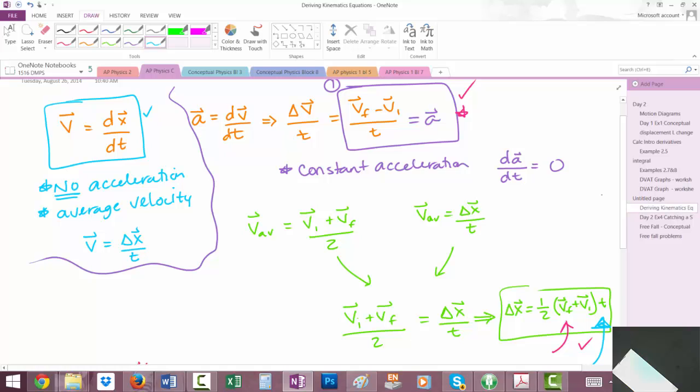Okay. Should we try a couple problems? Sure. Yeah? Do you have a question? You look like you want to ask a question. I was going to ask only, is there two-dimensional in this one? So, yeah, we'll do two-dimensional motion in a couple days.